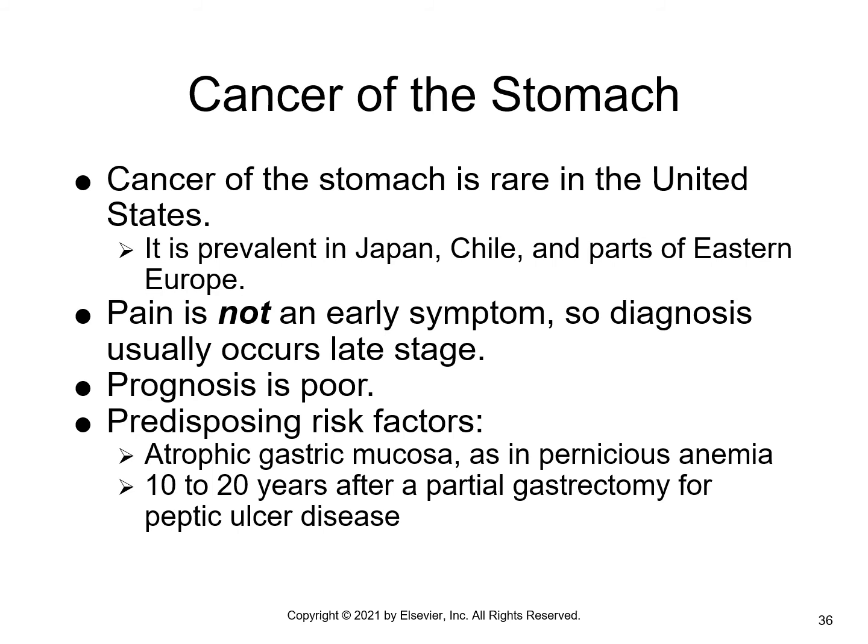Some of the other things that predispose you to cancer of the stomach are atrophic gastric mucosa, which means that the mucosa in the stomach lining is going to be underdeveloped. And because it's underdeveloped, it often is more susceptible to cancer. Usually 10 to 20 years after a partial gastrectomy for peptic ulcer disease, people will still end up passing away.